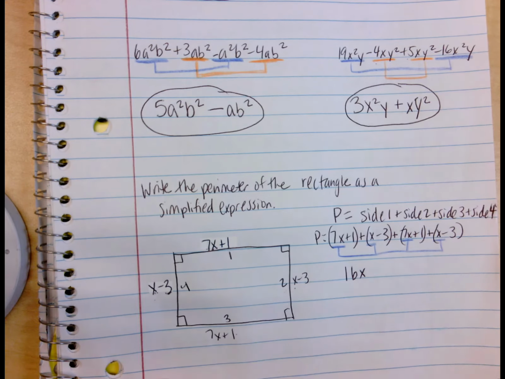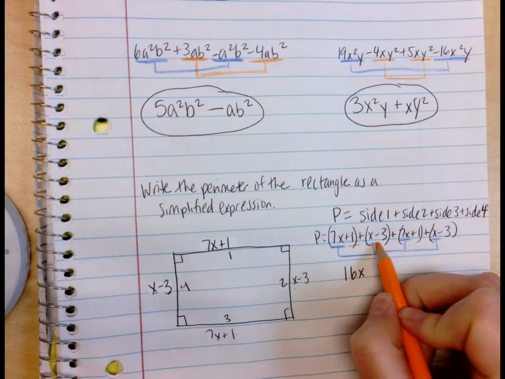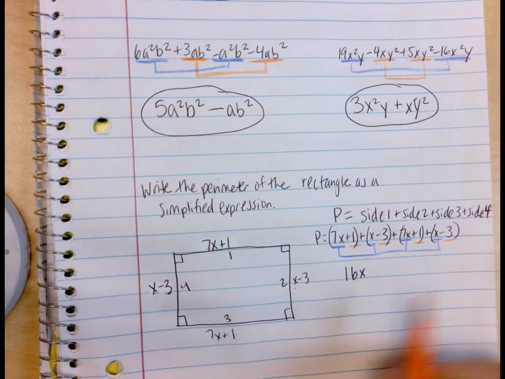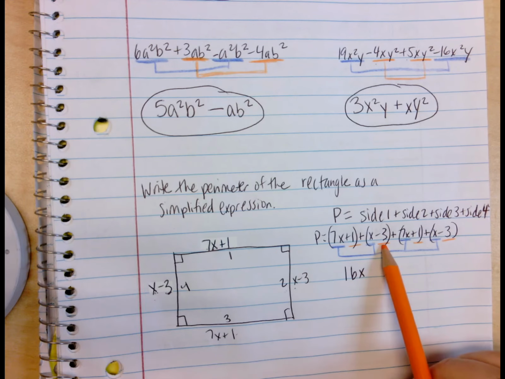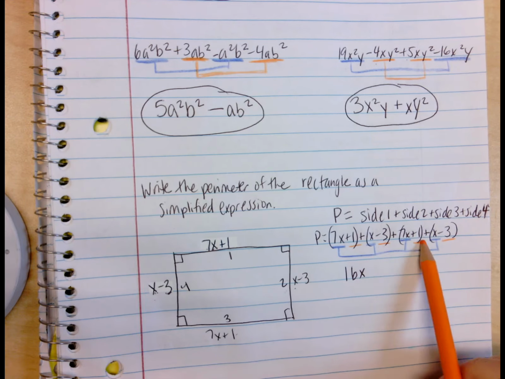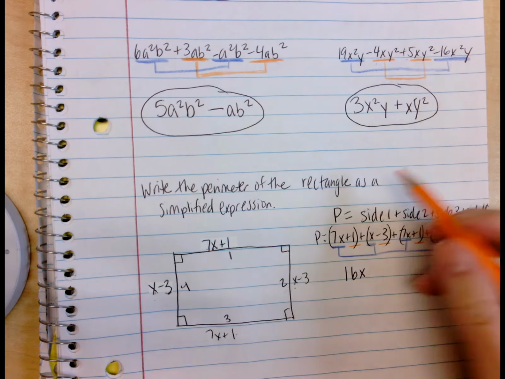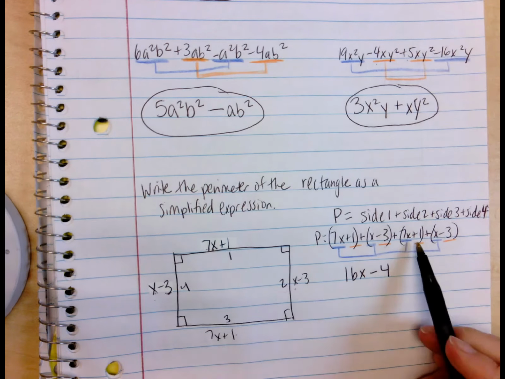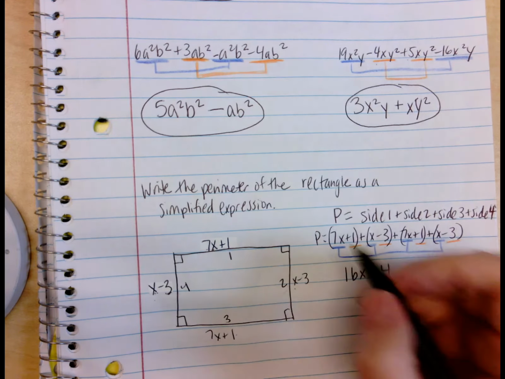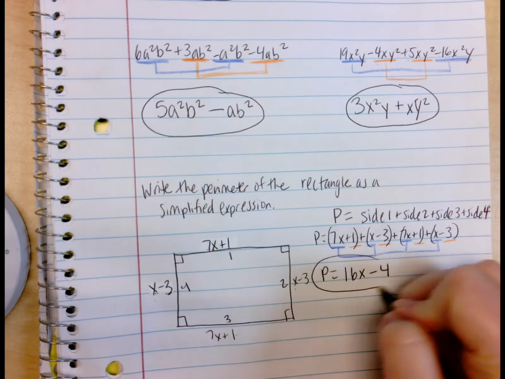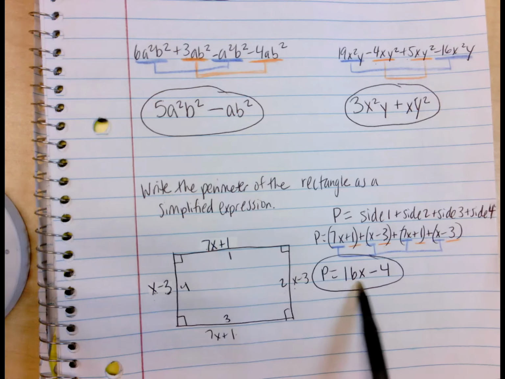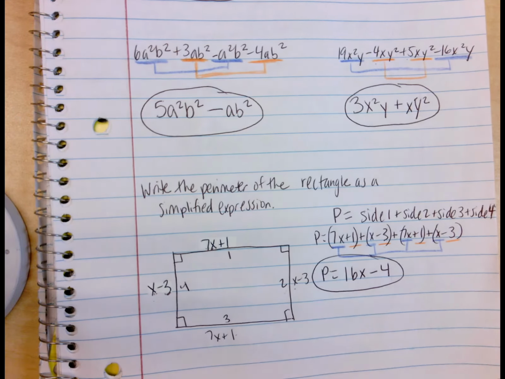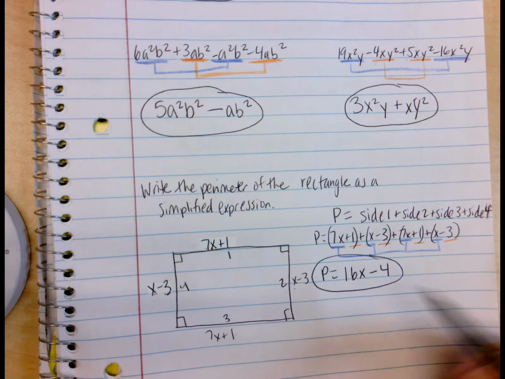All right, and then we have these constants, 1, negative 3, 1, and negative 3. So 1 minus 3 is negative 2, plus 1 is negative 1, minus 3 is negative 4. So we end up with a total of negative 4. Okay, so the entire perimeter of this rectangle is 16x minus 4, which doesn't really help us if we're looking for an actual measurement because we still have an unknown of x. We don't know what x is.